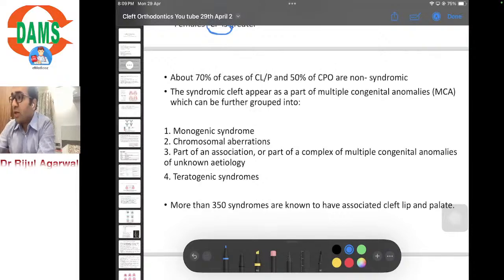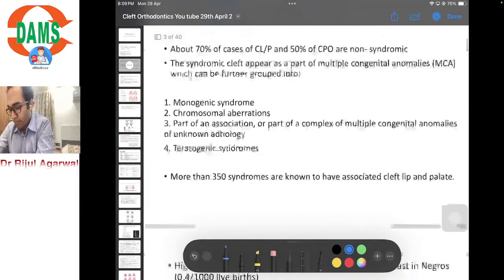There are more than 350 syndromes known to be associated with cleft lip and palate. Students, again I emphasize, these facts and figures are very important for the exam. So don't forget any of the figures or numbers mentioned here.